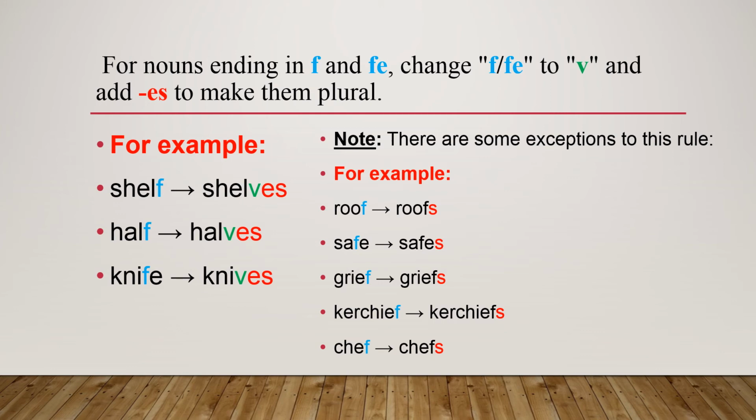Now we've got words that end in f or fe. You change the f or fe to v and add es to make them plural. For example, shelf, shelves, half, halves, knife, knives, thief, thieves, wife, wives. And of course, as usual, we've got some exceptions to this rule. For example, roof, roofs, safe, safes, grief, griefs, kerchief, kerchiefs, chef, chefs.